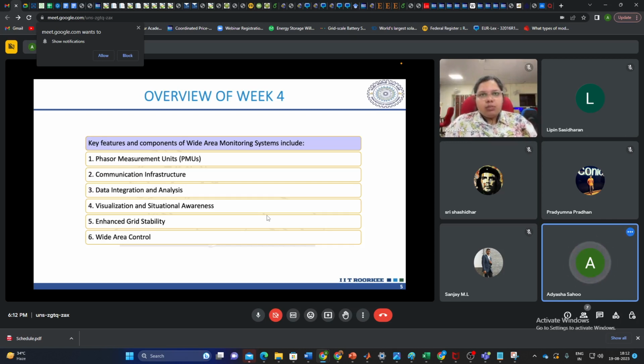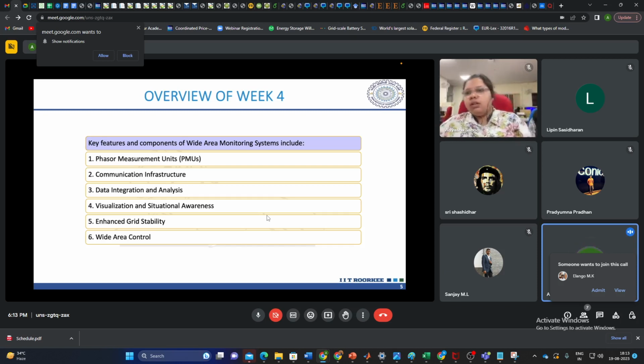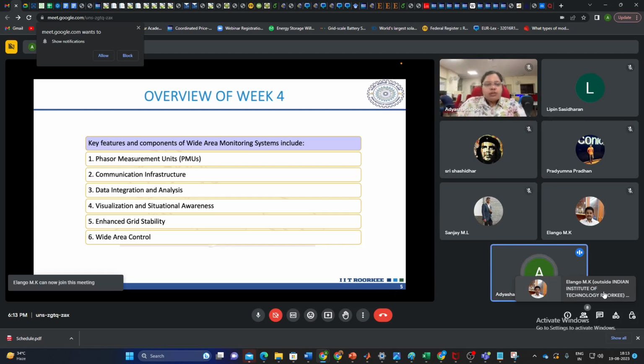These PMUs can sense quantities such as voltage phasors, current phasors, sometimes harmonics also, and then frequency. So they are able to calculate or sense all these parameters, and then they will communicate them using the communication infrastructure, as we had studied in week 3, through wireless or wired communication systems.